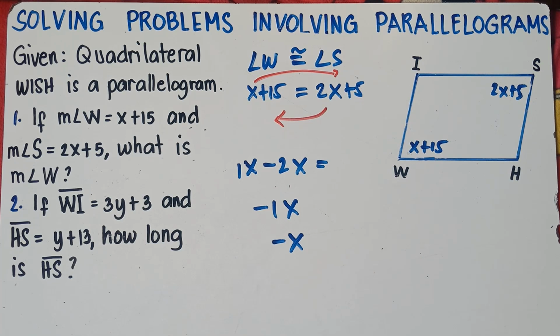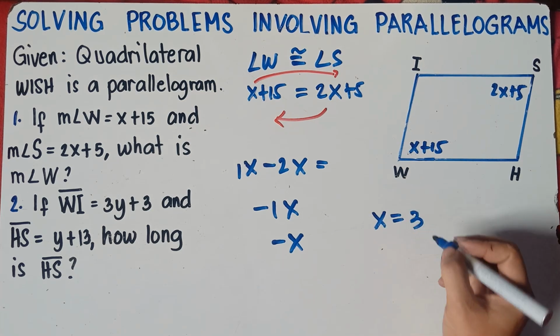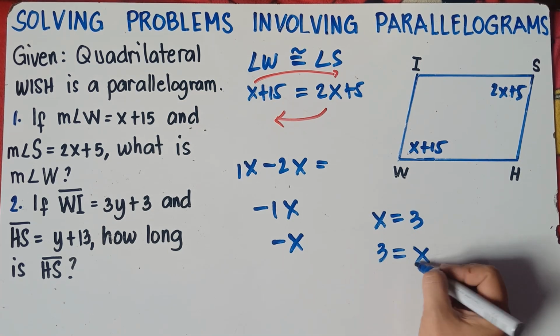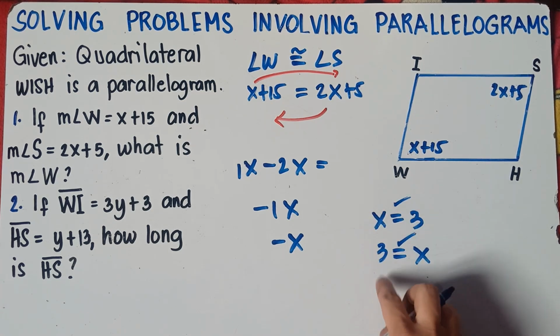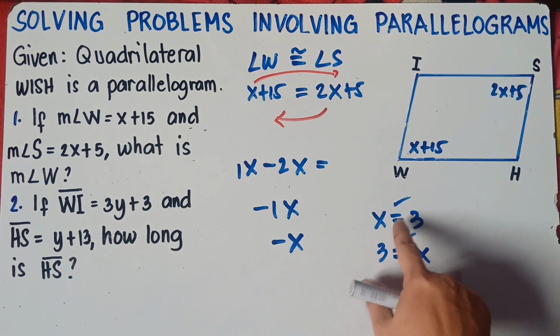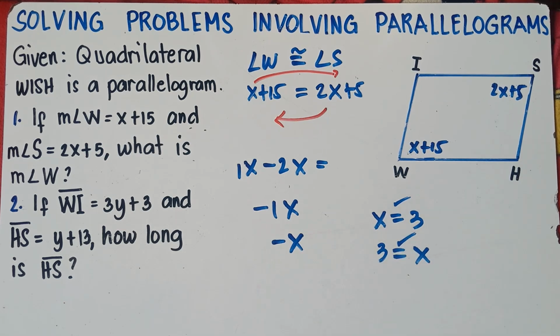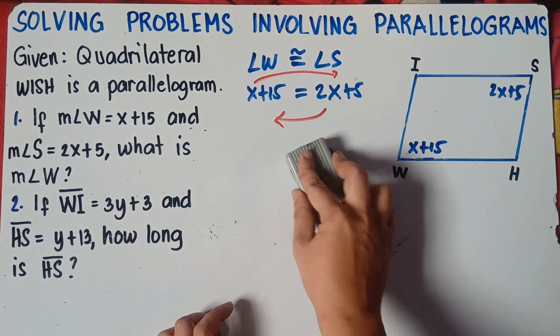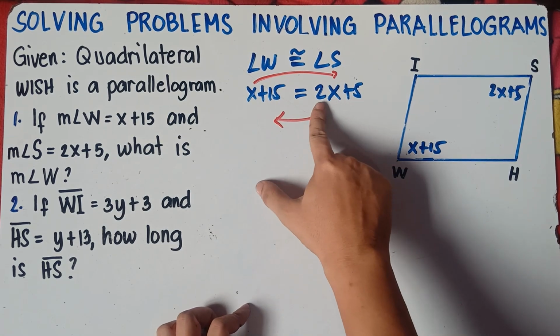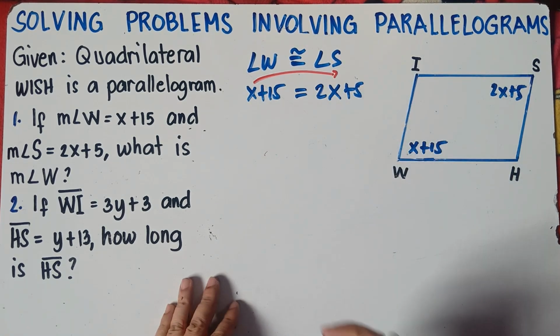It will be more complicated, class, if you're dealing with negative x. Always remember this one: x equals 3 is just the same as 3 equals x. So this is just the same, class. It doesn't matter if your x value is on the left of this equal sign or on the right of this equal sign. So it doesn't matter, class. We just simply transpose this x from left to right so that we get a positive x value.